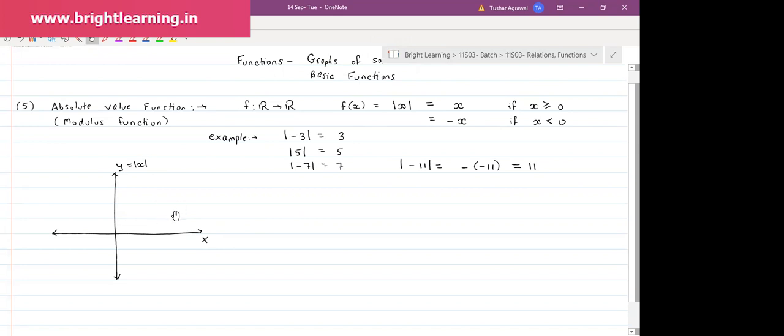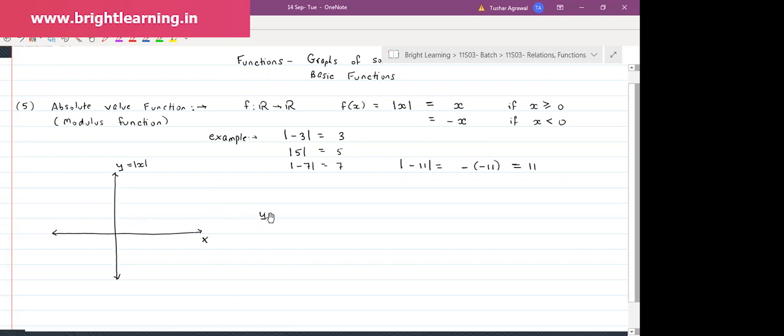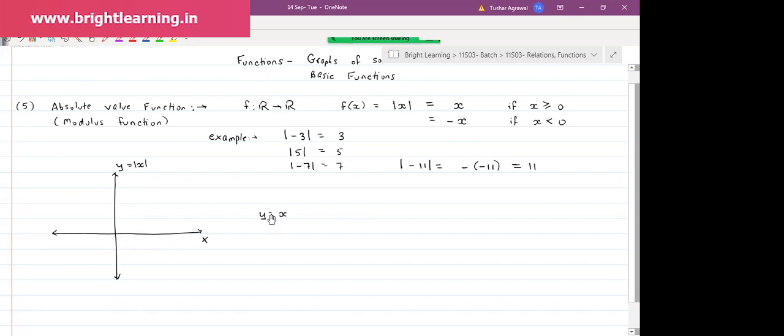So for the right part, if we draw the graph, it is something like modulus of x we are plotting on the y-axis. So my y coordinate is equal to x on the right-hand side part. If x is greater than 0, to draw the graph of y is equal to x, this straight line you know how to draw. For x equal to 1, it will be 1. For x equal to 2, it will be 2. For x equal to 0, it will be 0. This will be a straight line.